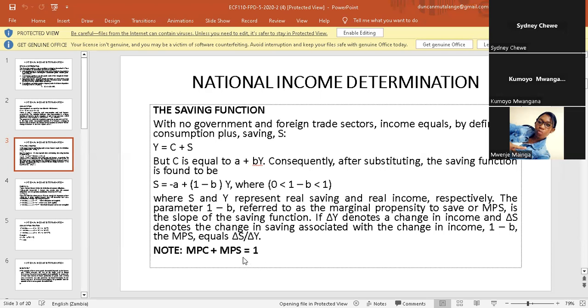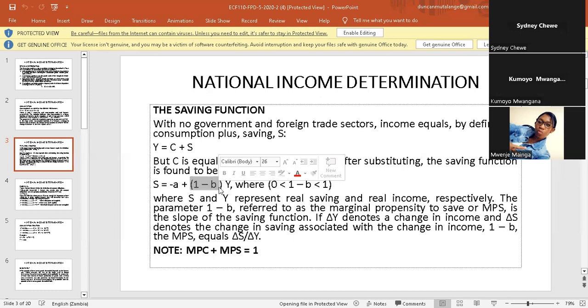So if you have your MPC being represented by the letter B, where there's MPC here, we put B, like it is being represented here by the letter B. So you can see that the MPS will therefore be equal to 1 minus the MPC, so it will be 1 minus B. That's the 1 minus B that you're seeing here.